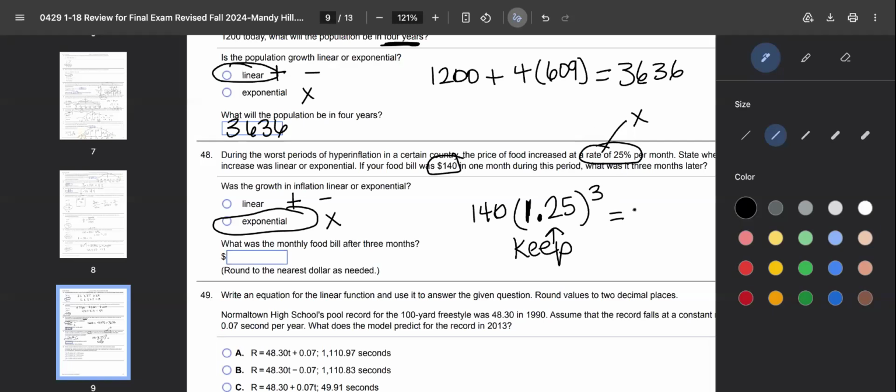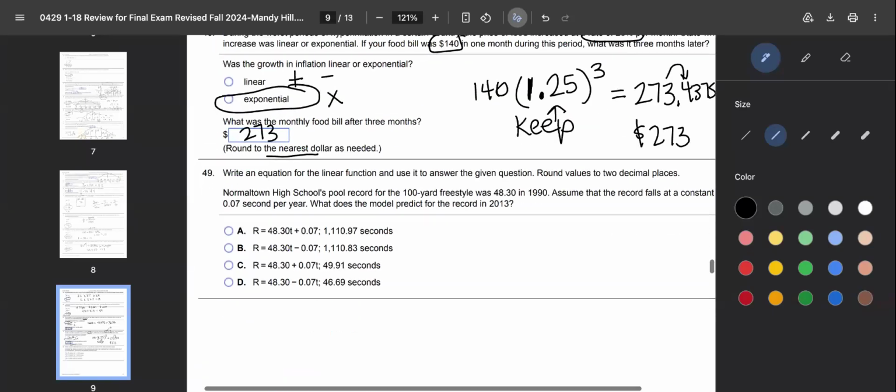And so that's going to be $273. I'm getting 273.4375. It says to round to the nearest dollar as needed. So we would go to this, and it's a 4, so it's less than 5. So we would say 273. Please make sure you pay attention to what they want you to round to. That part's going to be important.